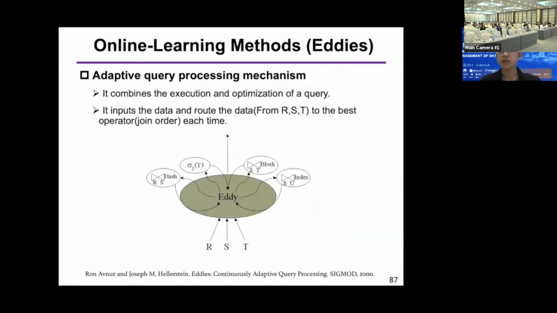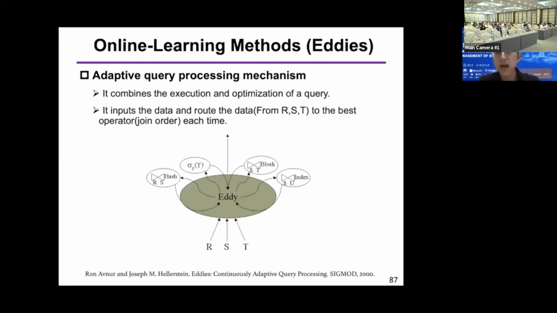Another class is the online learning-based methods. This class of methods focuses on learning a join order using adaptive query processing, which can change the join order even during the execution. Eddy is an adaptive query processing mechanism that combines the execution and the optimization of a query. It learns and generates the join order during the online execution of a query.